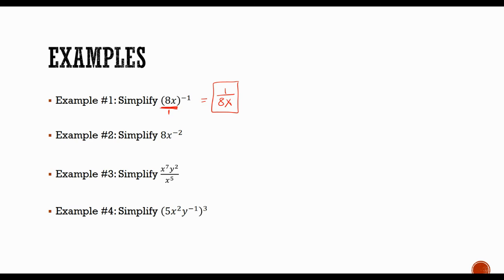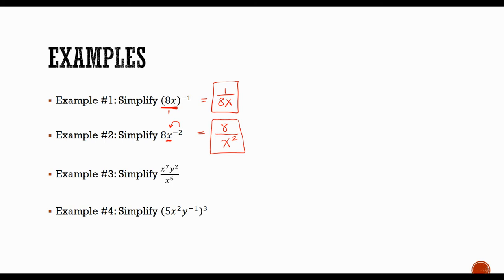Now in number 2, there's not a parenthesis. When you have an exponent, it is only going to apply to the thing directly in front of it. So in this case, this negative 2 only applies to the x. It doesn't reach to the 8. So our negative exponent is going to flip our x. So x is going to move to the bottom of the fraction. 8 is going to stay on top. And we're going to keep that exponent of 2 with the x. So the only thing that happened was that negative exponent just moved that x squared to the bottom. And you're all done.